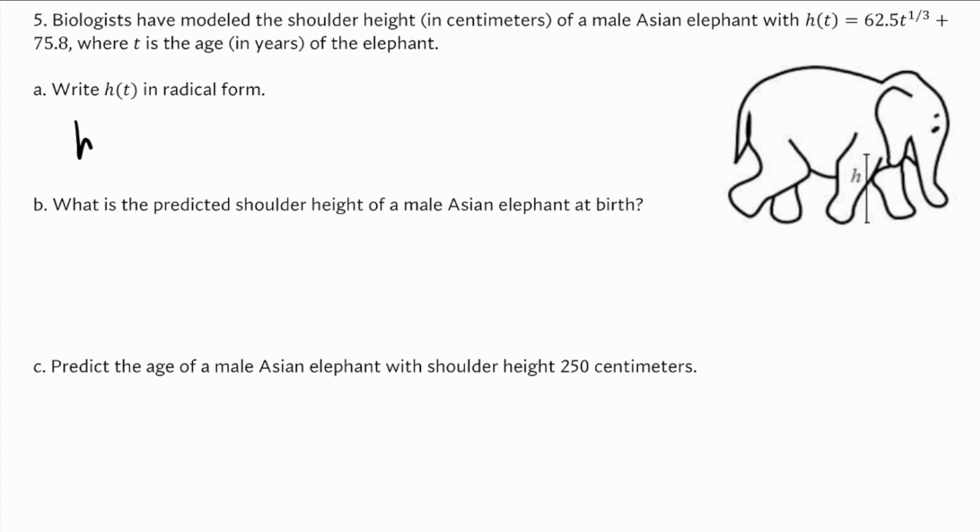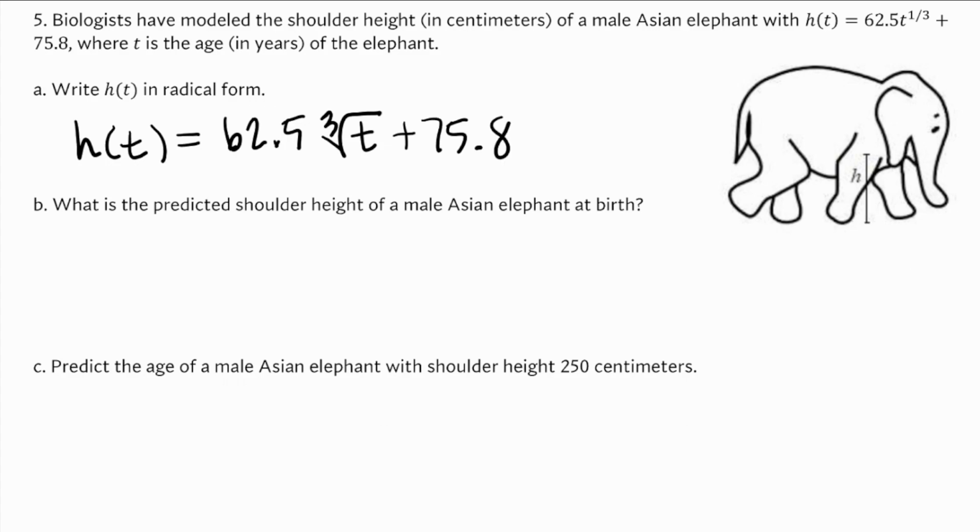Okay, gladly. So h of t, I've got that fraction exponent, I just need to write that as a radical. So 62.5 times the cube root of t instead of t to the 1/3, plus the 75.8. Okay. What is the predicted shoulder height of a male Asian elephant at birth?